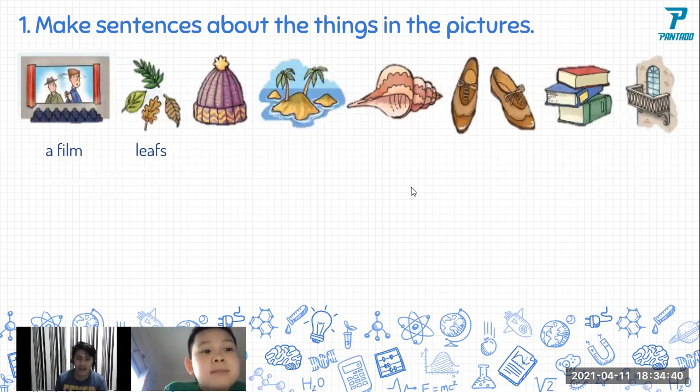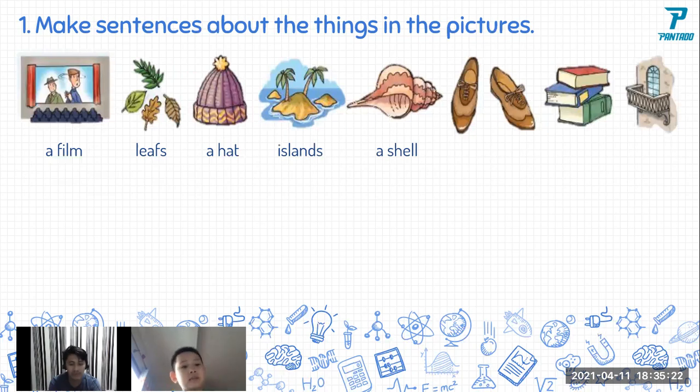Very good. Next. Hat. I am wearing a hat. Good job. Next. Islands. Many islands. Okay, good. Next, shell. I have a beautiful shell. Okay, good. Next, shoes. My shoes is new. Okay, my shoes are new.